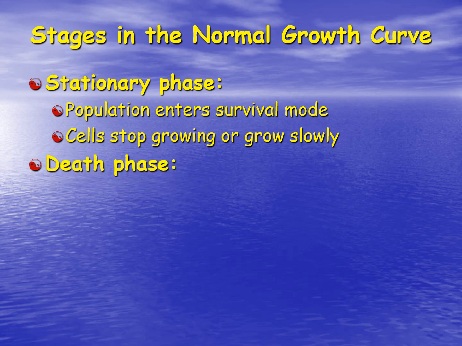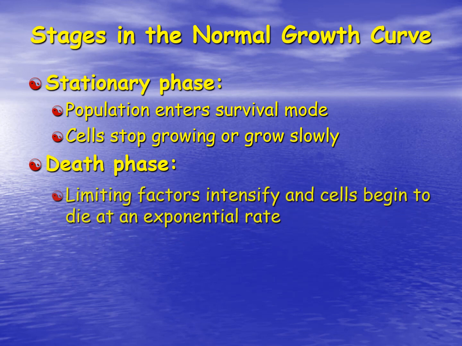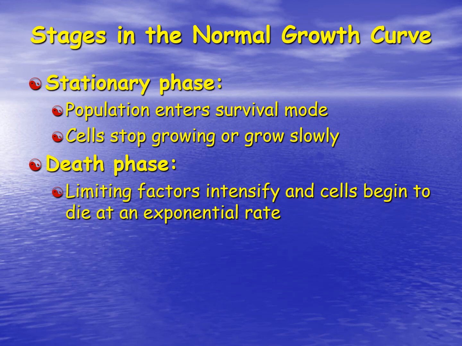If nothing changes in the environment, no new nutrients are added, and the waste products are not taken away, the microbes then will enter the death phase. So limiting factors intensify and the cells begin to die, and interestingly enough, they die at an exponential rate as well as growing. So the curve will dip downward, and again, producing it as a log growth curve, we actually will see this line dipping down at 45 degrees.